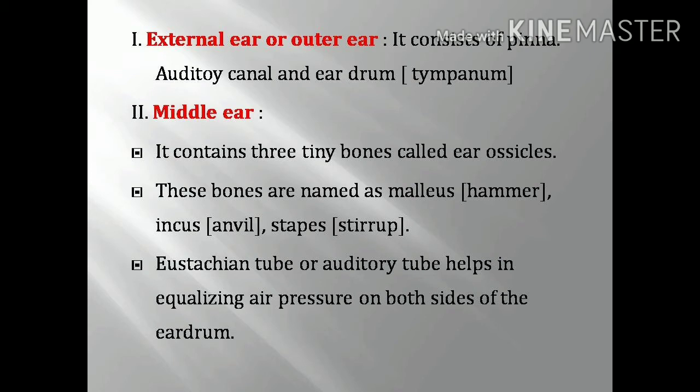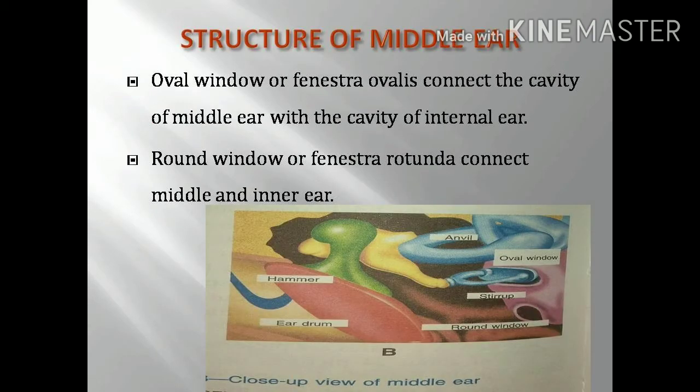The handle of malleus is attached to the internal surface of the eardrum. Its opposite end is connected with the incus. Incus is the intermediate bone and it articulates with the head of stapes. Here, three bones are interconnected to each other. The malleus bone is connected to the eardrum, then the head of the malleus is connected to the incus, and the incus is connected to the stapes.